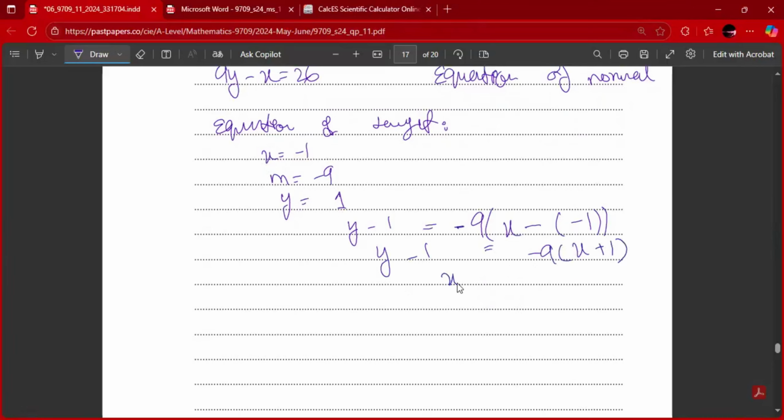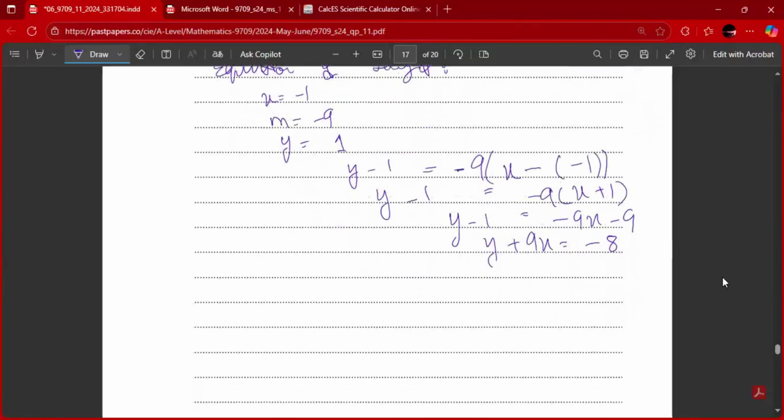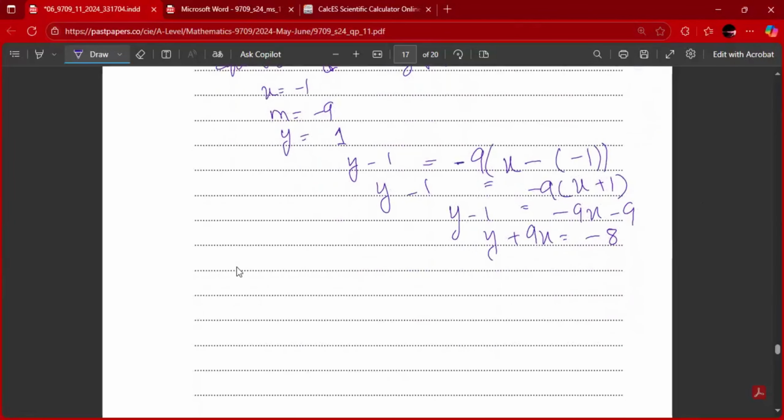5. Y minus 1 is equal to minus 9x minus 9. So y plus 9x equal to minus 8. So now we do have two equations. Okay. Y plus 9x is equal to minus 8. Equation of tangent.